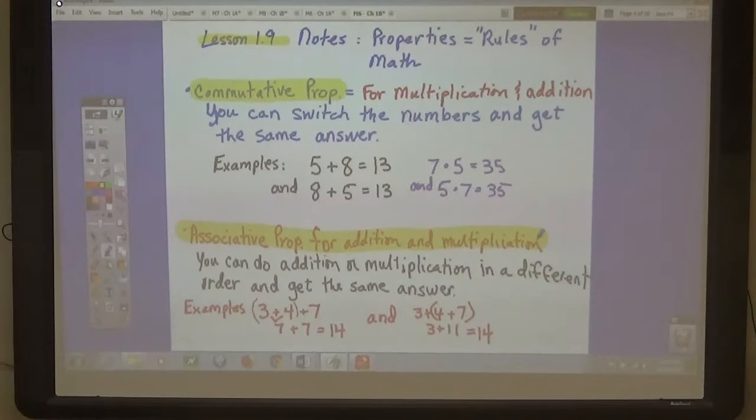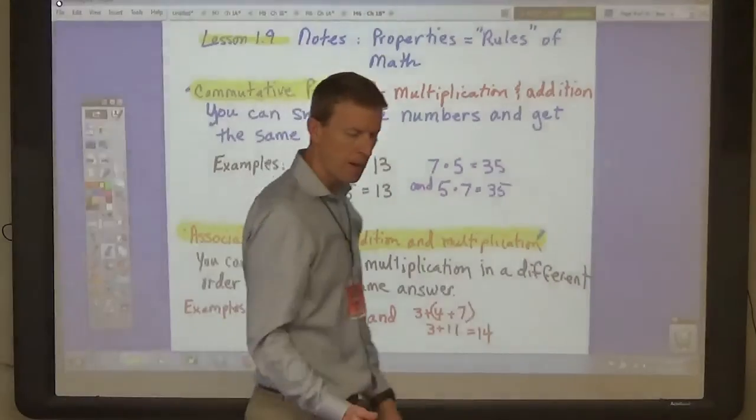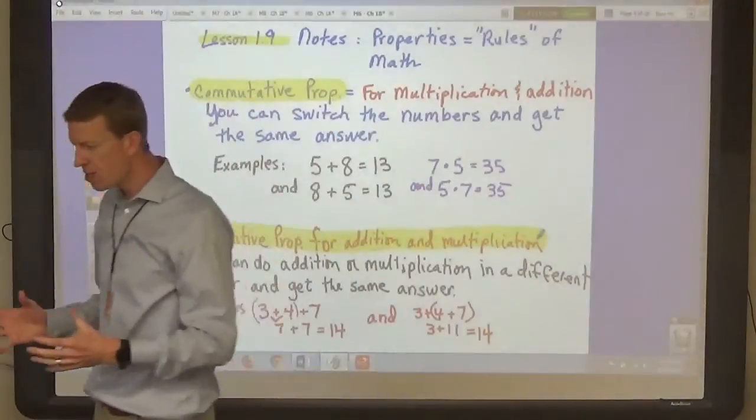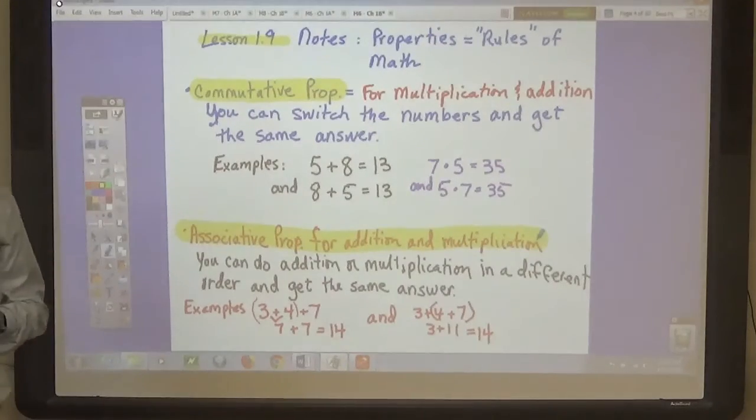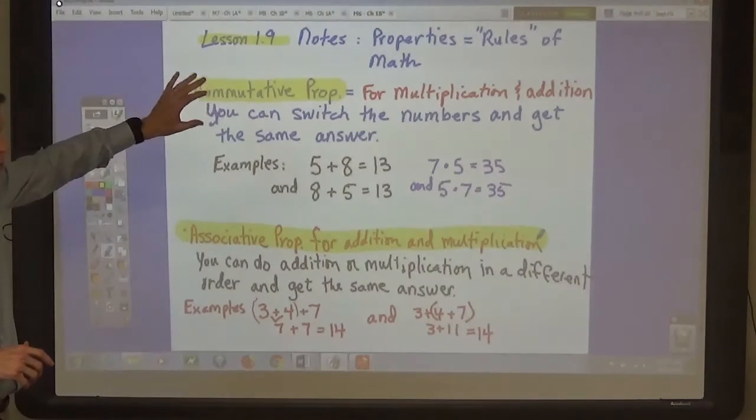Sixth graders, we're coming toward the end of chapter 1, and one of the last lessons in this chapter is... we've been learning about numbers and reviewing operations, learning about the order of operations, and today we're going to work on the rules of math.